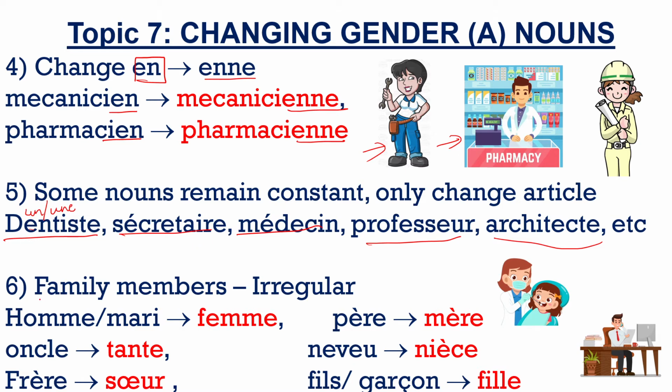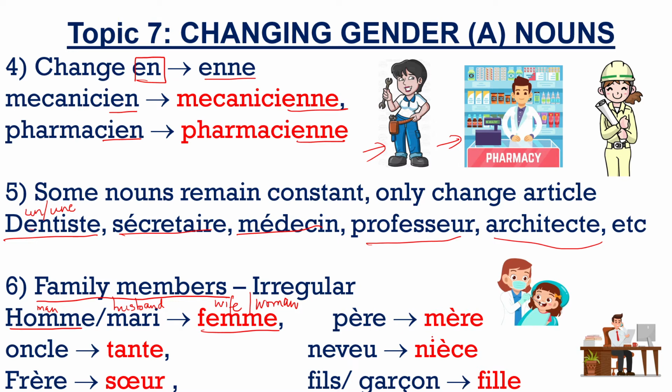Now, as you well know, the family members are irregular. They do not follow any rules while changing the gender. You probably already know this, but it's always better to revise. So homme becomes femme, which is man and woman. Now, femme is also wife. Femme is woman as well as wife. So you'll have two masculines for the same feminine, because for woman it is man, which is homme, and for wife it is husband, which is mari. So the feminine of both homme and mari becomes femme.